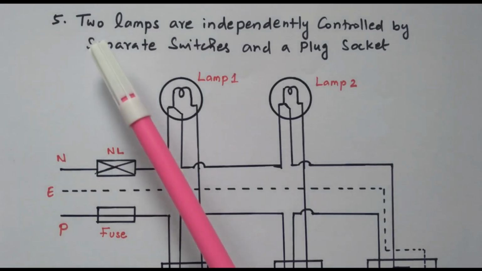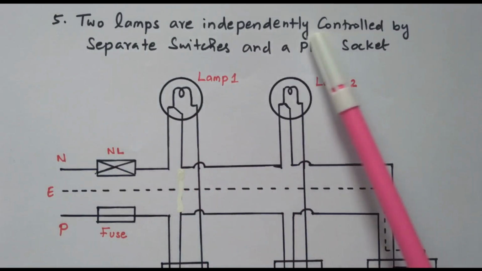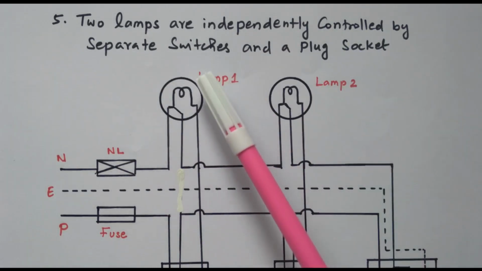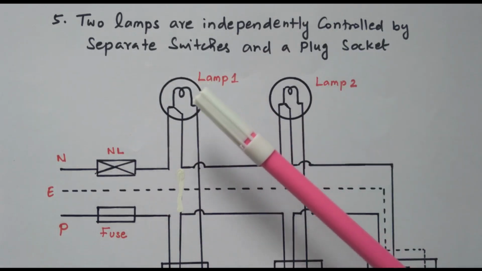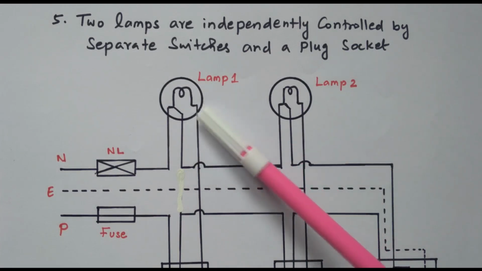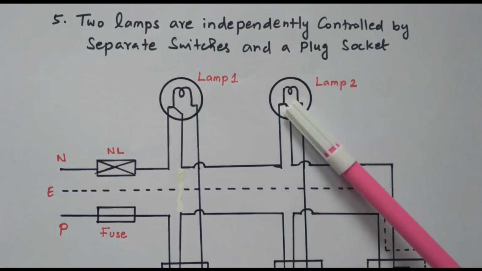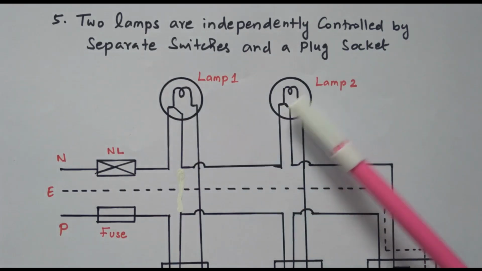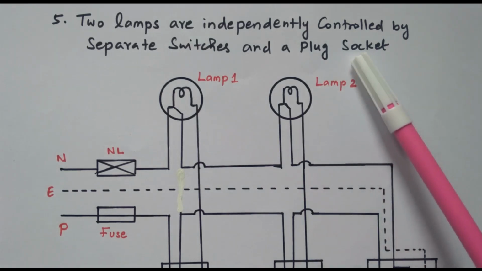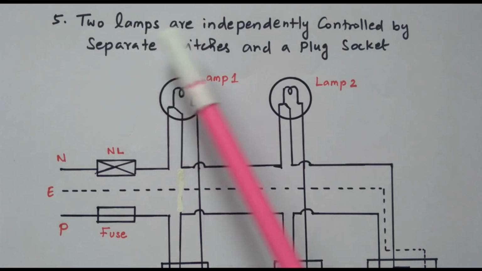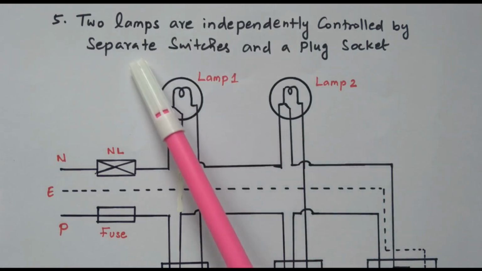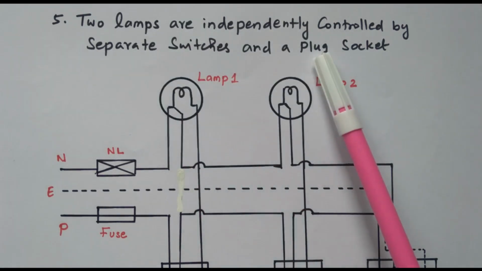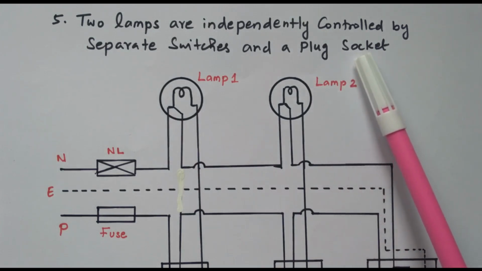So in this connection, the two lamps are independently controlled by separate switches. The previous diagram had one lamp and one switch. Now we have two lamps controlled by two different switches, and also one plug point, a plug socket. Now we will see how to connect this.